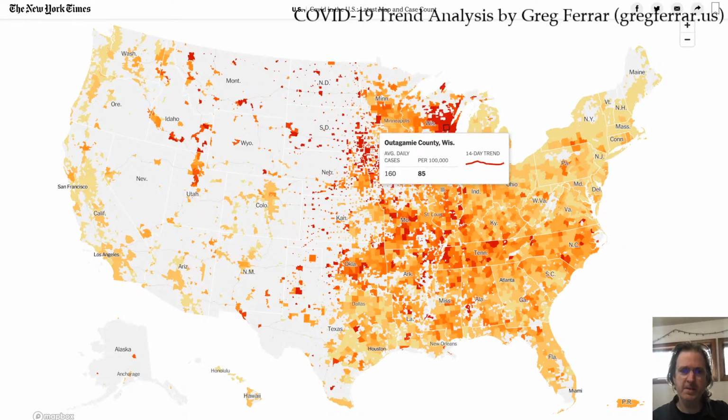Now, Wisconsin is just ridiculous. I know I'm supposed to talk about California here, but here we are in the counties. So I just want to take a brief look.